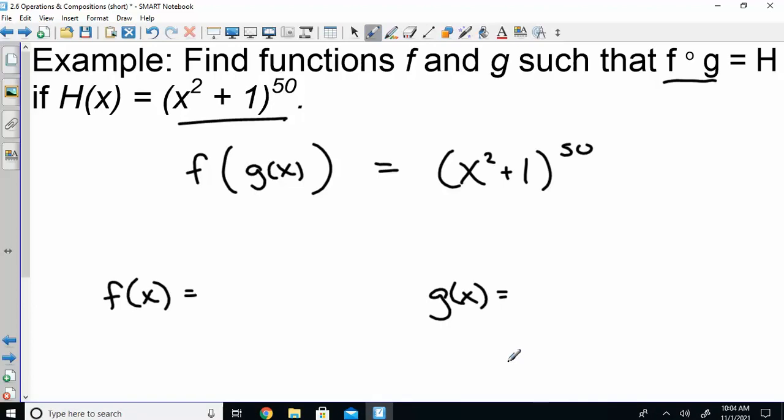What I tend to look for, we know g of x is the inside. So I look for my inside. Inside being under a radical, the bottom of a fraction, in parentheses, those kinds of things. So what could be the inside over here? Yeah, the x squared plus 1. So that is my g of x.